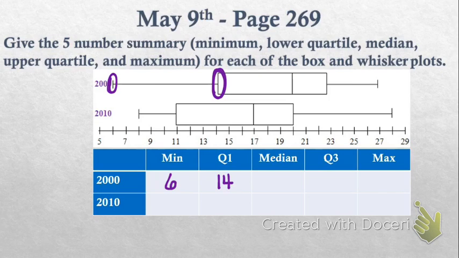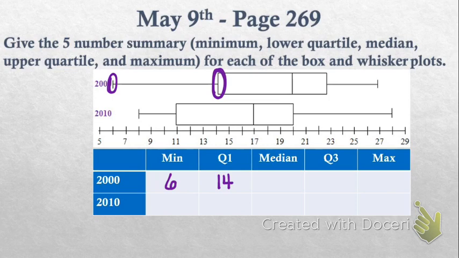How do you find the median? Right in the middle. You take all the numbers, you have to put them in order first, from smallest to largest, and then you cross out until you get to the very middle. That's how we find the median. The way we find the lower quartile is I look at just the smaller half, and I cut it in half again.